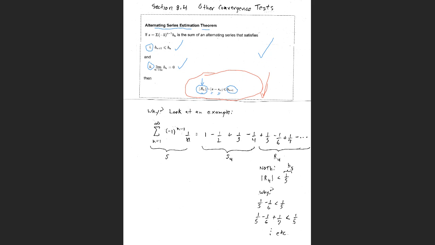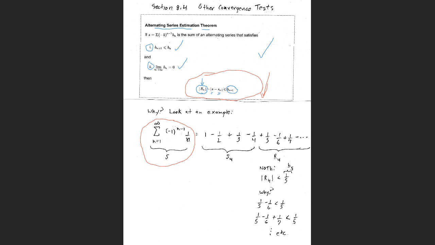So let's say you have the alternating harmonic series, where the series is -1 to the n minus first power times 1 over n. We already established by the alternating series test that the series converges.